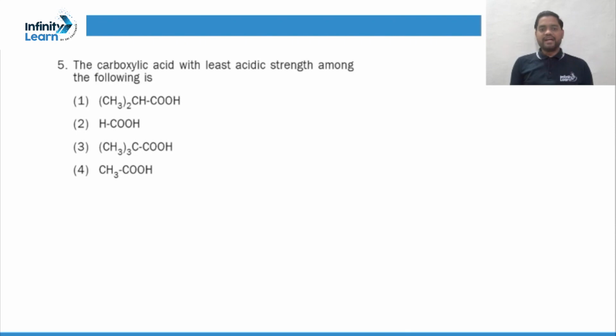Question number 5, talk about the carboxylic acid with least acidic strength. Least acidic strength means there has to be an electron donating group so that the acidic strength decreases. Two methyl groups, hydrogen, three methyl groups, methyl. Out of all 4, it has 3 methyl groups, that means 3 donating groups, and hence the acidic strength decreases drastically. So question number 5, the right option will be the 3rd.